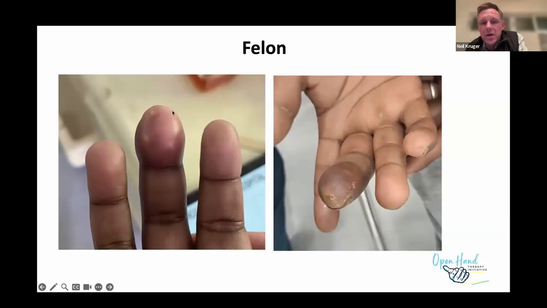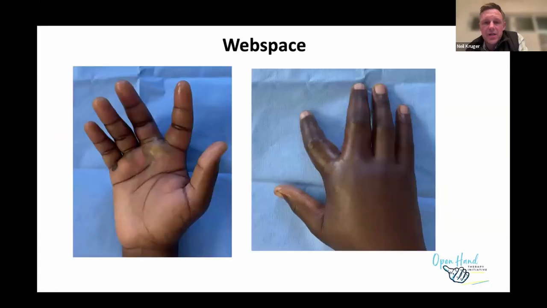and you need to deloculate all of the pus collection within the pulp space. It is very important that you do that. Otherwise, they can end up with osteomyelitis and sometimes an amputation.